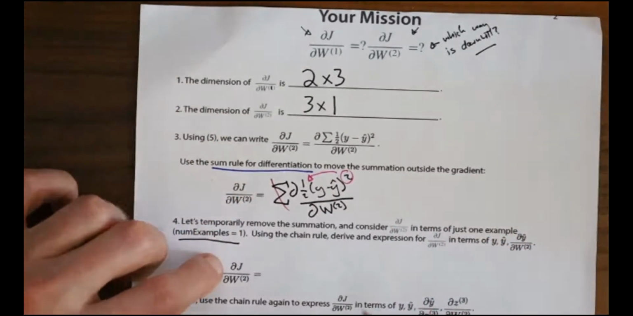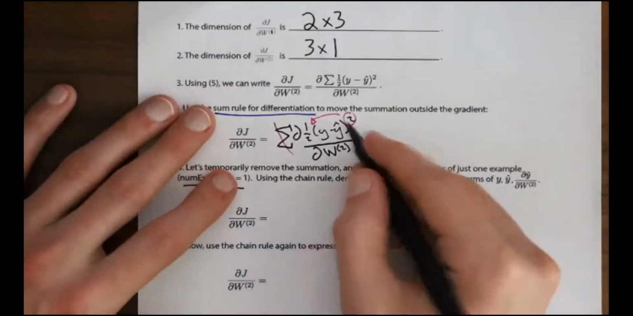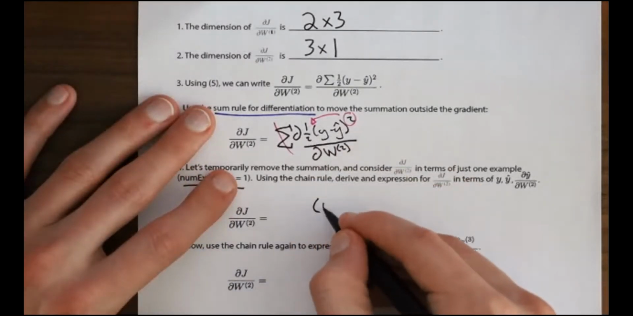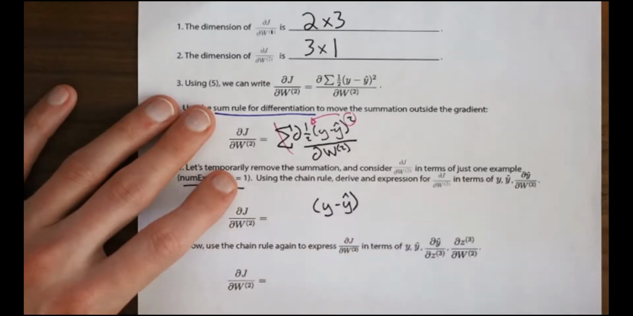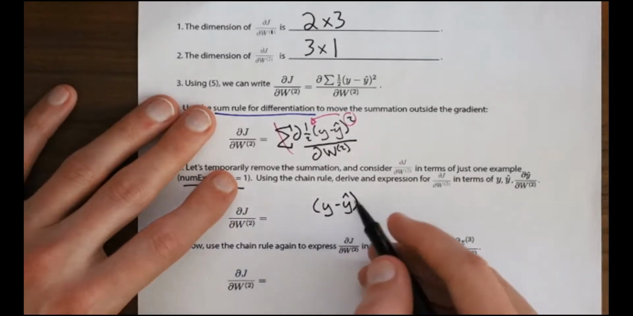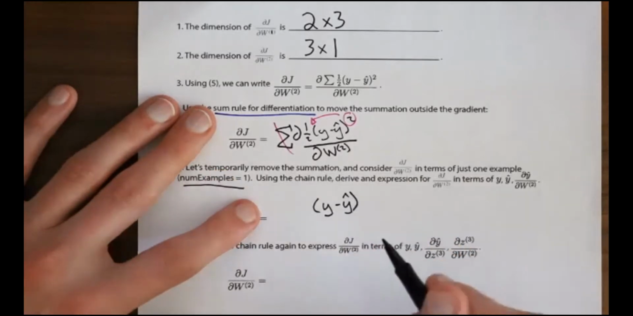Let me go ahead and start writing the answer down here. This will cancel out. So we're going to have a y minus y hat, we're still going to have that. The 2 and the 1/2 are going to cancel. The leftover power is just going to be 1, so I'm going to leave that alone for now.